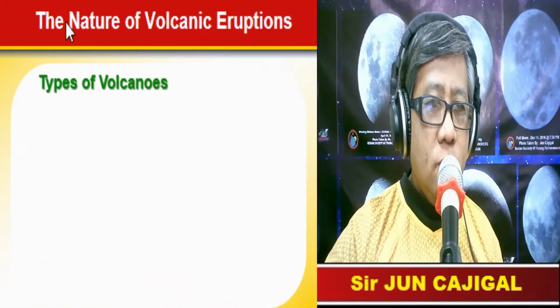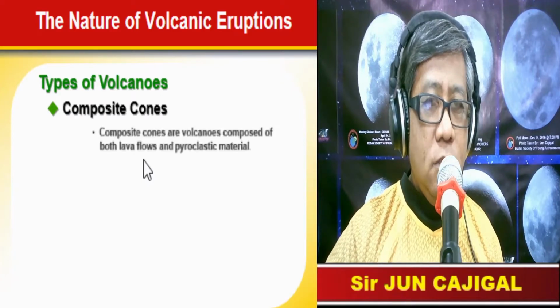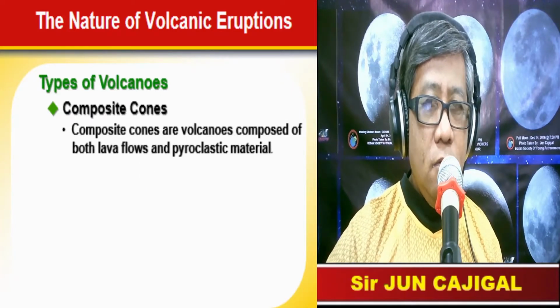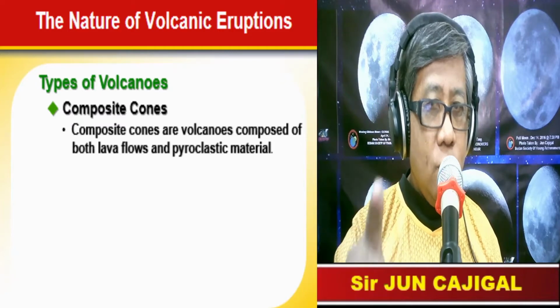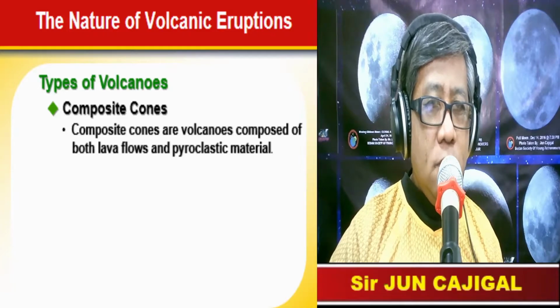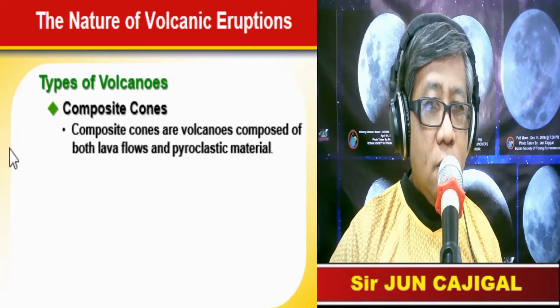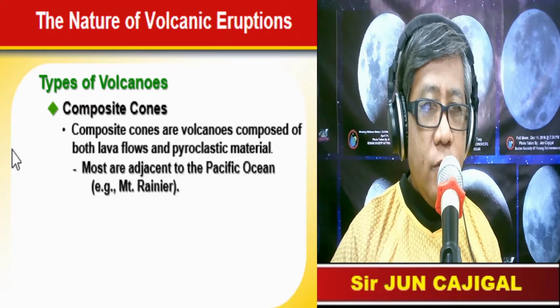Okay, so at this point, let us now proceed to the third type of volcano. So the third type of volcano is what we call composite volcanoes. Now, composite volcanoes are volcanoes that are composed primarily of both basaltic lava and pyroclastic materials like cinders. And most of these volcanoes are located adjacent to the Pacific Ocean, such as Mount Rainier.